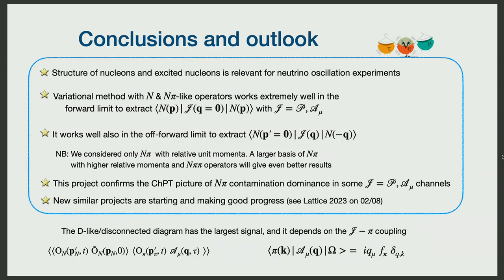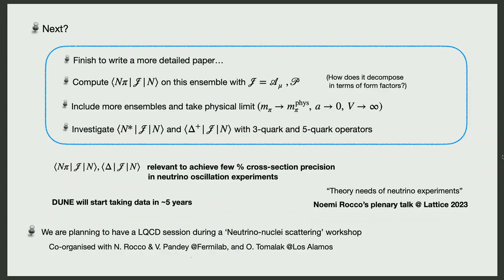And I was very happy to see that at the Lattice conference, new similar projects are starting and making good progress on this with N-pi and even N-pi-pi operators. So, and finally, what is next? We want to finish writing a more detailed paper because so far we have written just a letter. We want to include many details on this study. We want to compute N-to-N-pi on this ensemble. We have the data. We just need to understand how we can decompose the matrix element. At the moment, I don't know this decomposition. I have to work it out. We have to work it out.